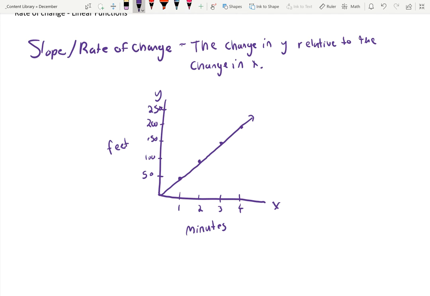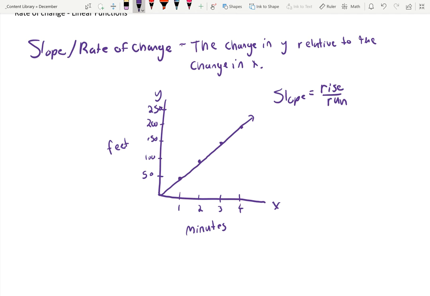Now, the rate of change is the slope of this line. We've talked about slope before. We've talked about rise over run. You might remember when we refer to slope, we think of rise over run. But let me explain why we have the definition as the change in y relative to the change in x. So let's say I want to find the slope of this line.